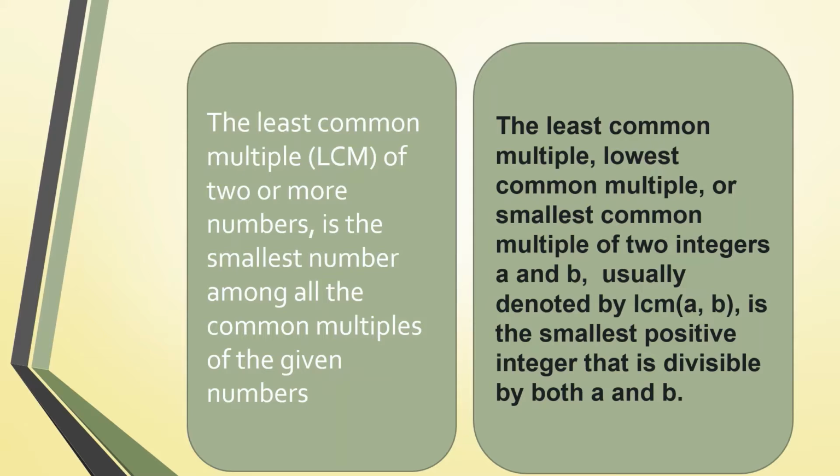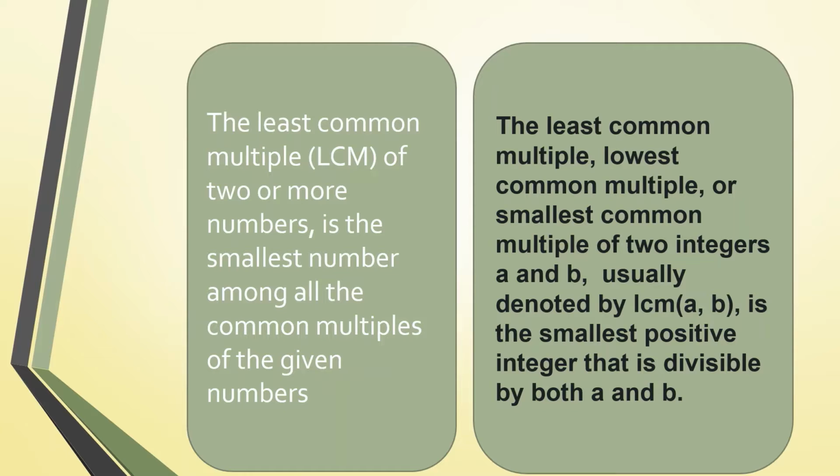There are two versions of definitions available. Let us go to the first definition. It says the least common multiple of two or more numbers is the smallest number among all the common multiples of the given numbers. What about the second definition?